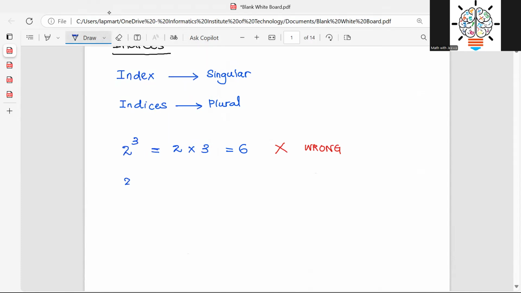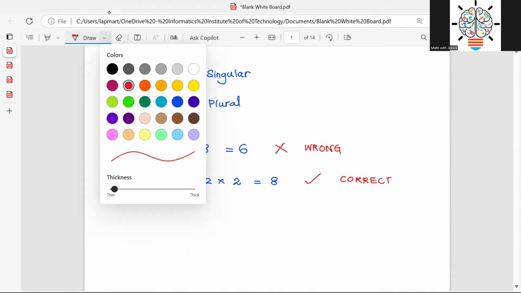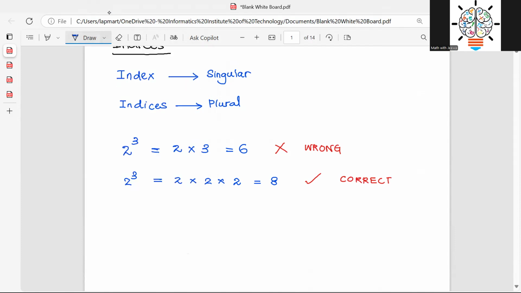What is the correct method of writing this, children? That when you have 2 to the power 3, you have learned these things in grade 6. That is why I'm not explaining that much. So when you have 2 to the power 3, what does this mean? 2 times 2 times 2, the answer is 8, right? So this is the correct method. And here you want to learn that when you have 2 to the power 3 like this, right?